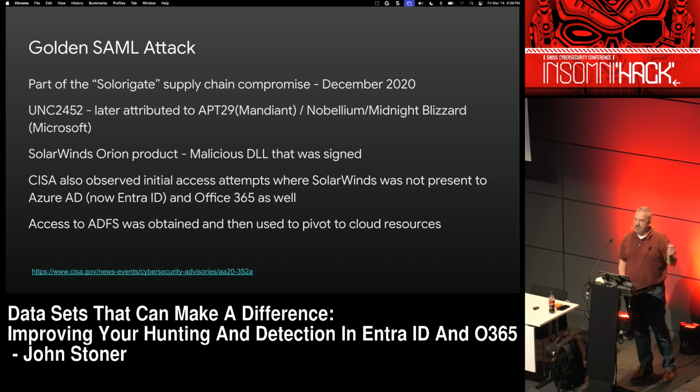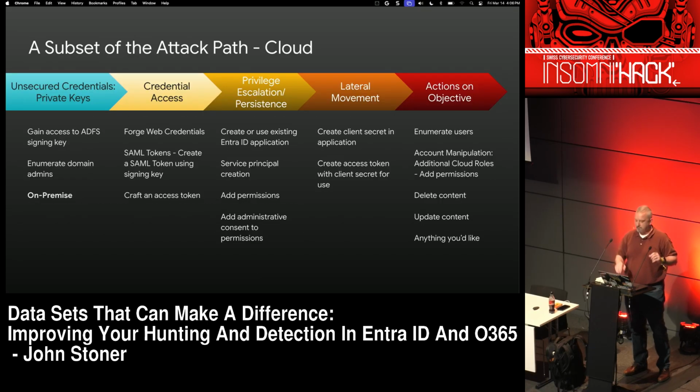But DHS CISA in the US, and this is their advisory, called out that they also had observed initial access attempts where SolarWinds was not present, but Azure AD, now Entra, was, with O365. There was some supposition that Active Directory Federation Services, ADFS, which is an on-prem piece, a predecessor to PTA, which was talked about yesterday, was involved. Basically, a SAML token was obtained and used to pivot to the cloud resources. So this is what that attack path looked like.